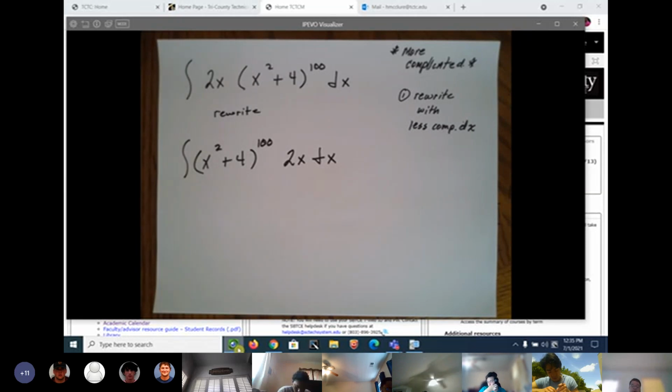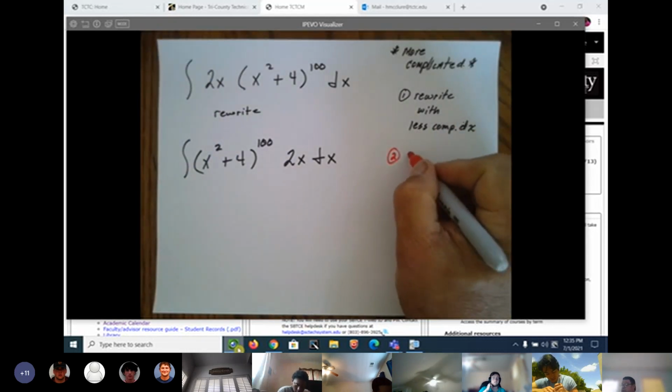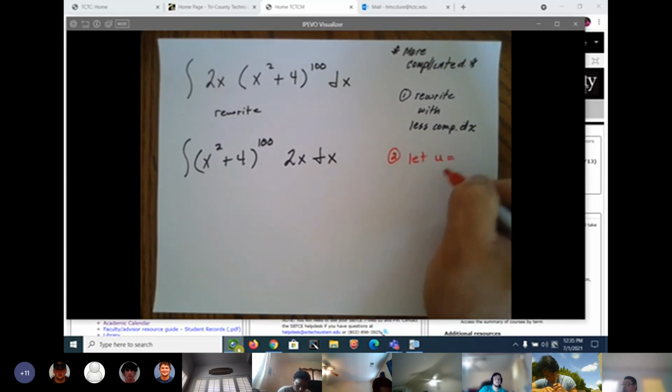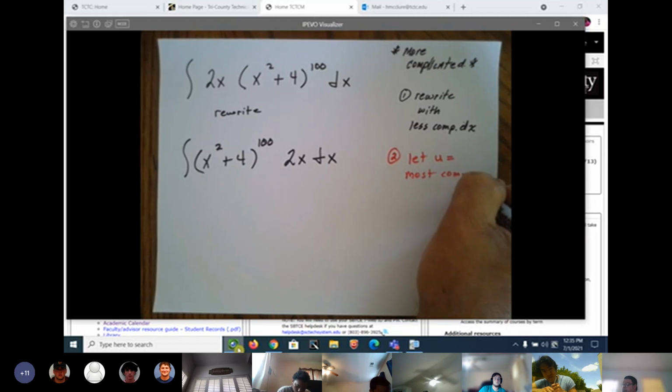Okay, now this is where we're going to take the red pen and we're going to put number 2. Let u equal the most complicated part.